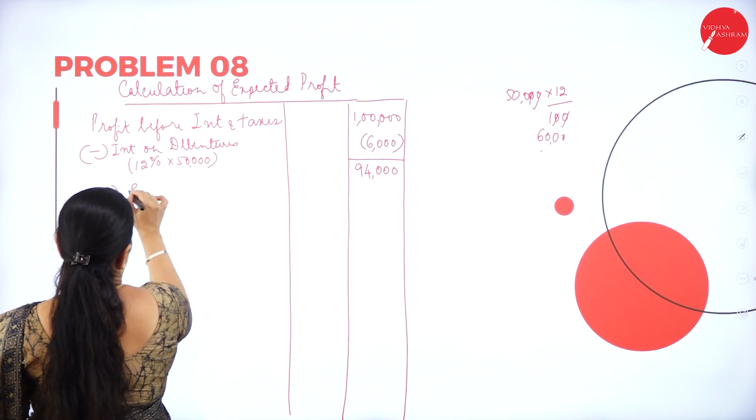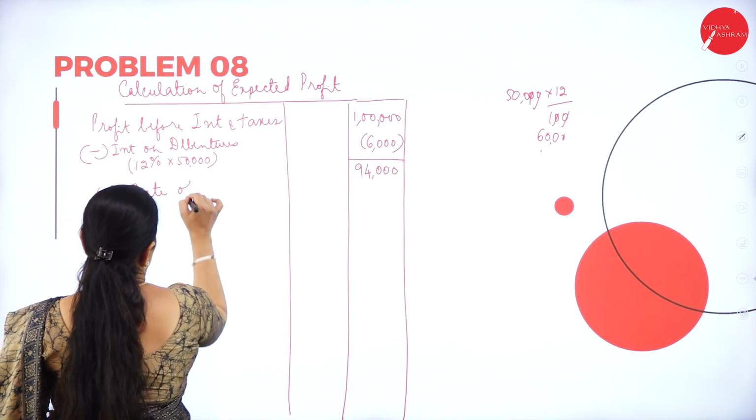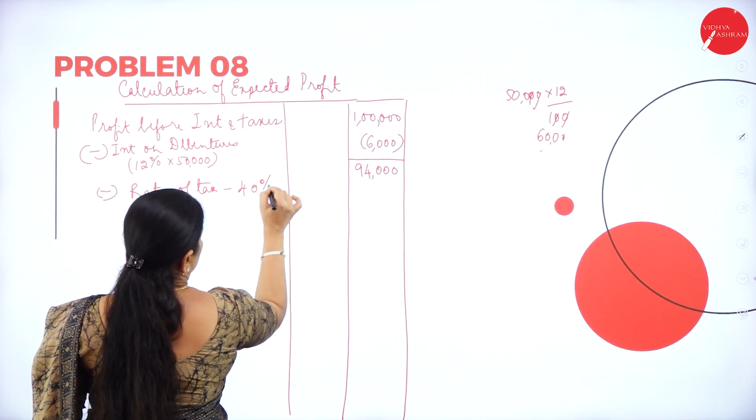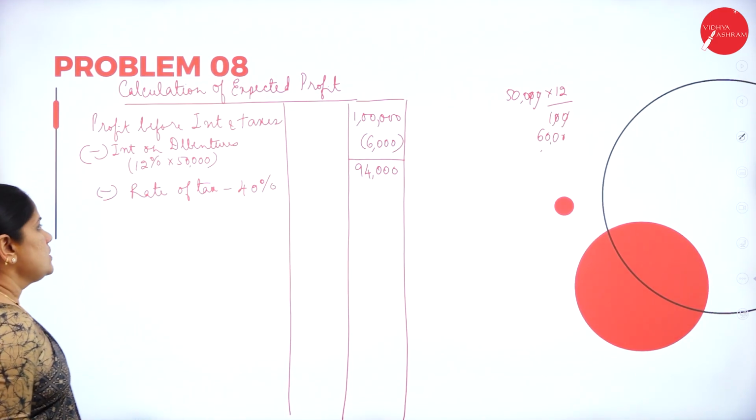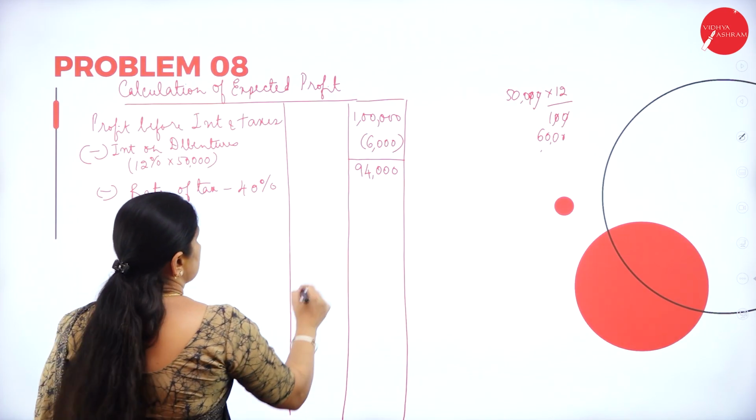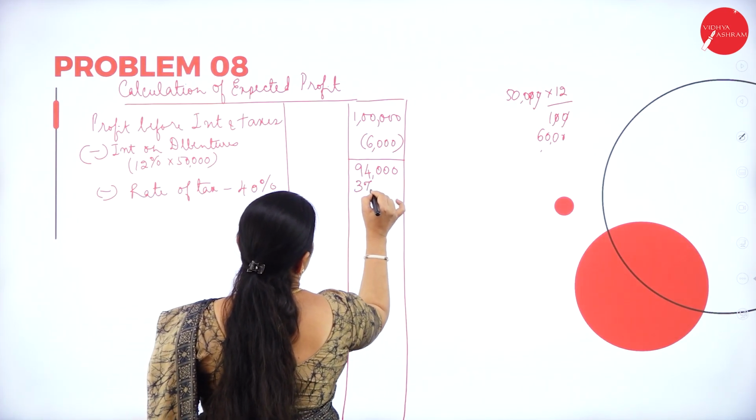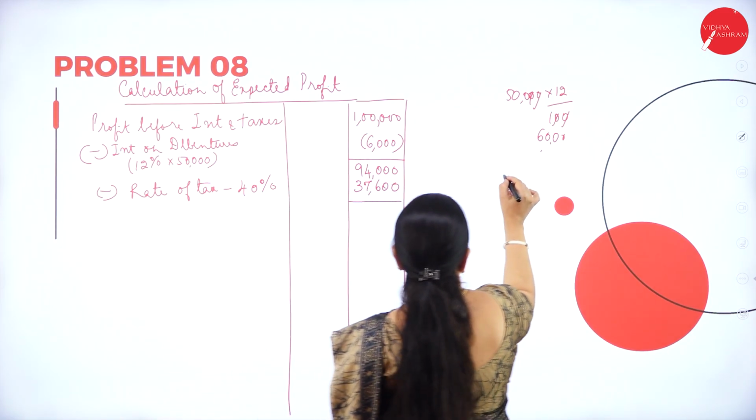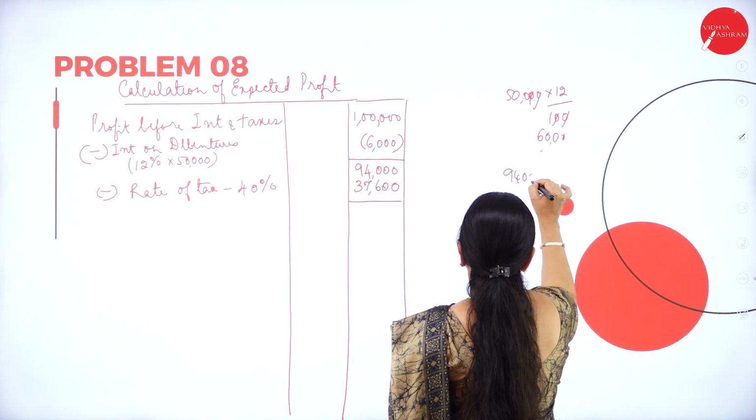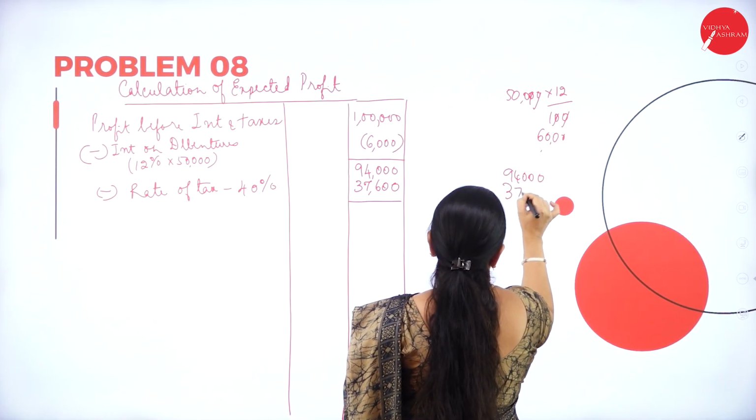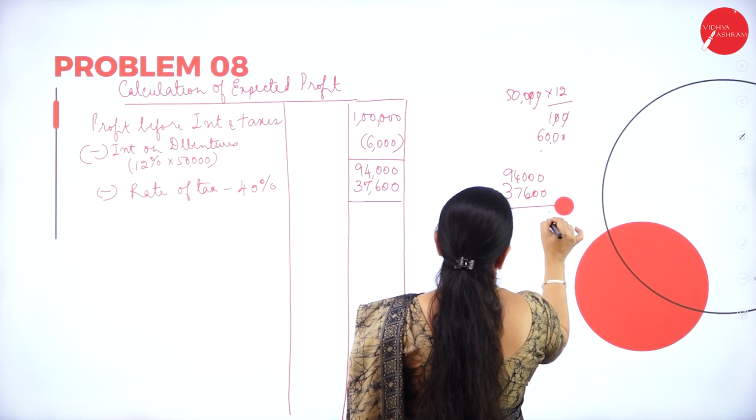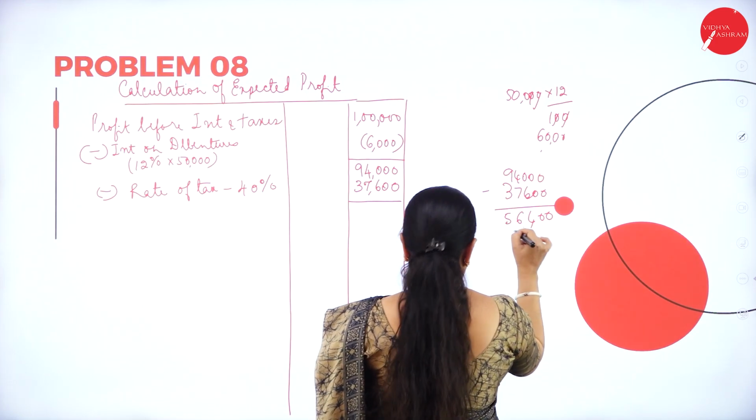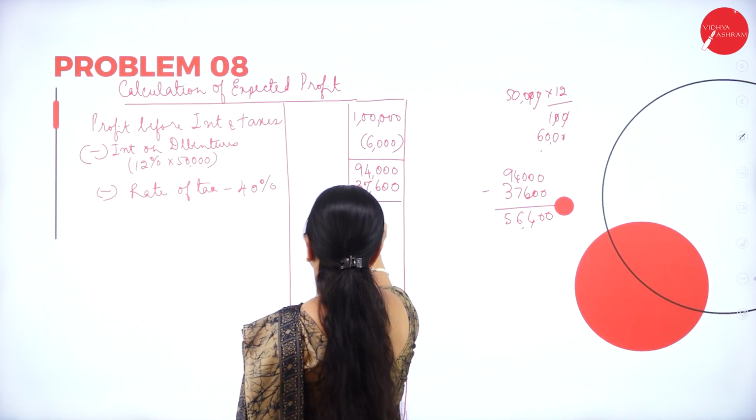Then less taxes. 40% of 94,000, that is 37,600. So you deduct this. 94,000 minus 37,600, it comes up to 56,400.